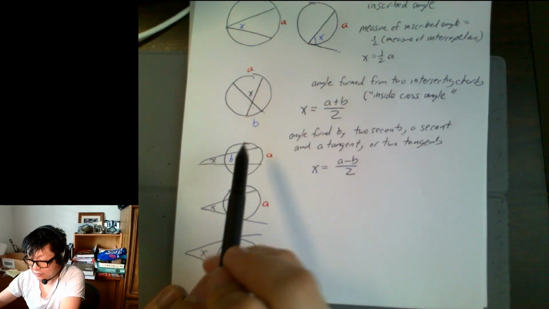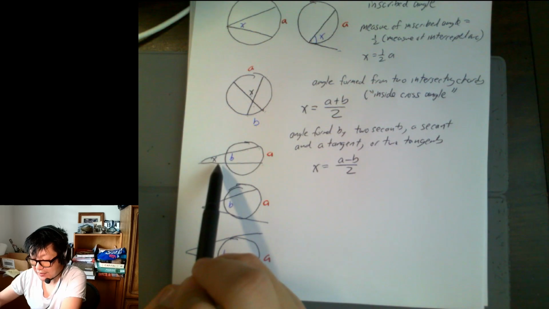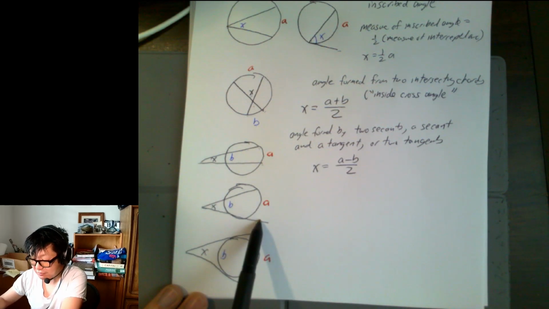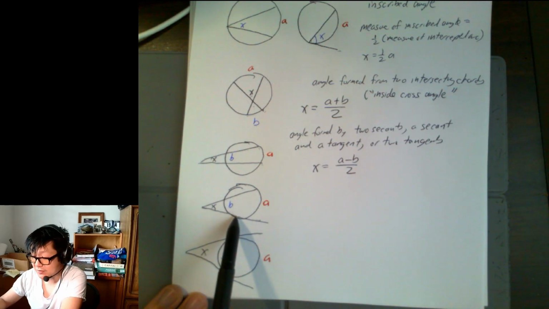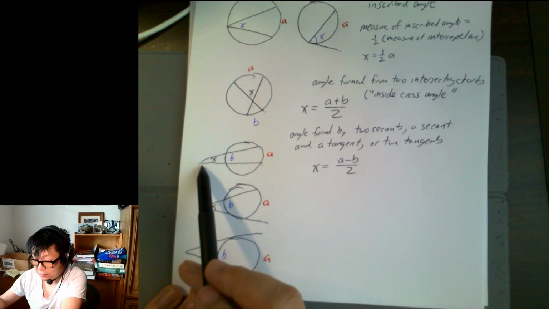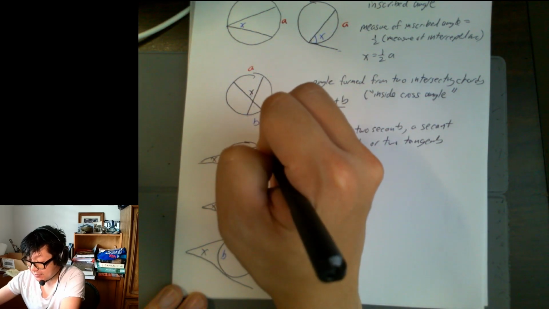Finally, we have angles formed by two secants. A secant is a line that intersects a circle twice. A secant and a tangent. A tangent is a line that intersects a circle once. Or two tangents. In all of these cases, the angle vertex is located outside the circle. So you can call these outside angles.